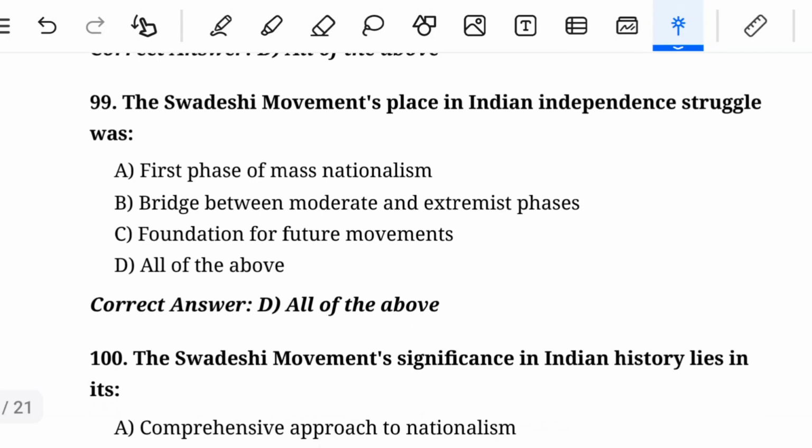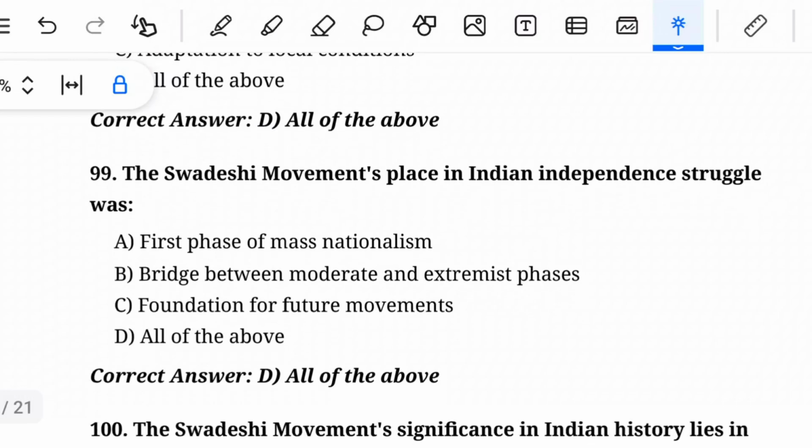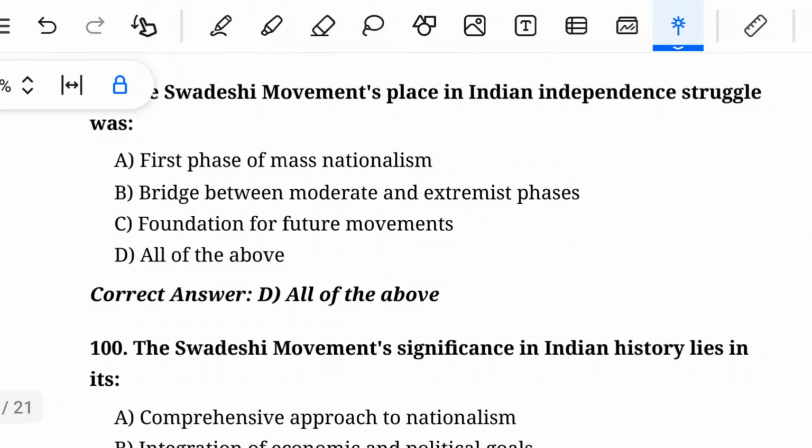98. The regional variations in the Swadeshi movement showed: A. Diversity in Indian nationalism. B. Importance of local leadership. C. Adaptation to local conditions. D. All of the above. Correct answer: D. All of the above.